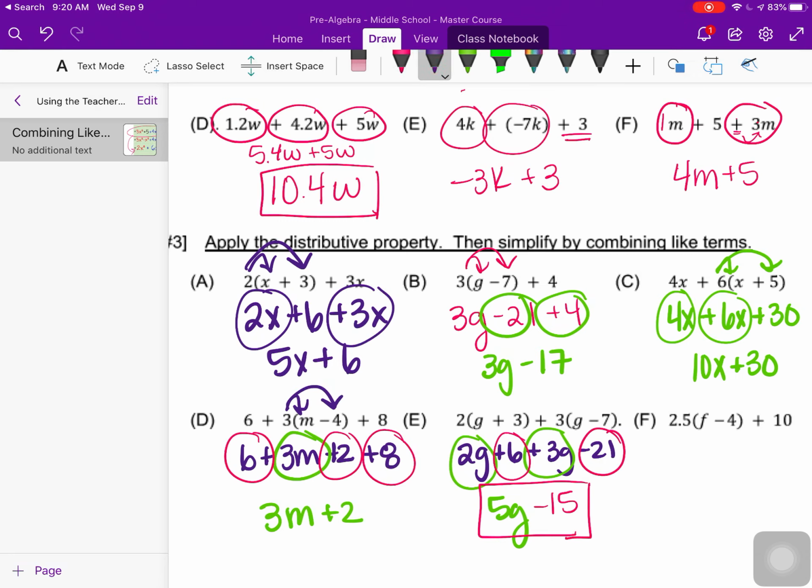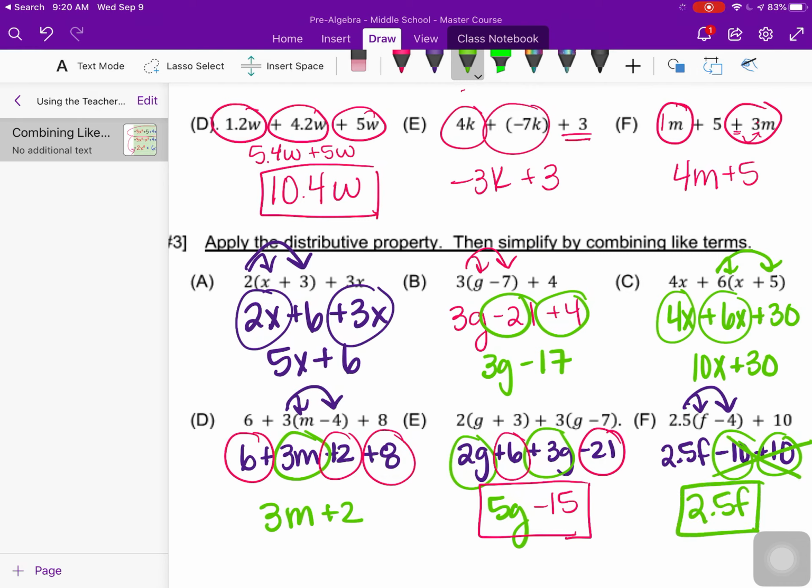And lastly, part F, 2.5 times F is 2.5F. 2.5 times negative 4 is negative 10. Drop down your plus 10. Negative 10 plus 10 is just 0, so that goes away. And your final answer is 2.5F.